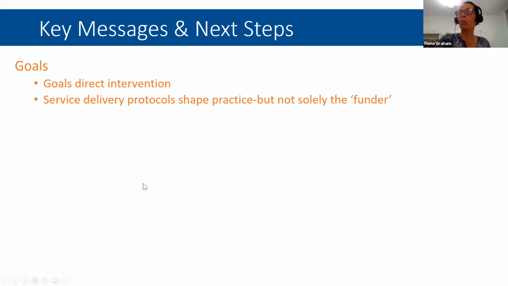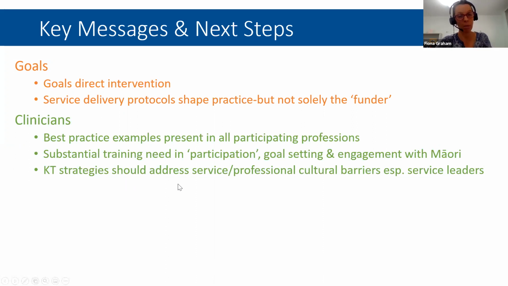So just to summarize the key messages: goals direct intervention. So for anybody looking at service improvements, goals are a really good place to start because a lot of things flow from it. There were distinctions between services, but I think they say more about culture than funder. However, the ACC reporting requirements do seem to influence practice. Again, something to think about, where most other services in New Zealand aren't required to report to any particular criteria around what they focus on in practice.